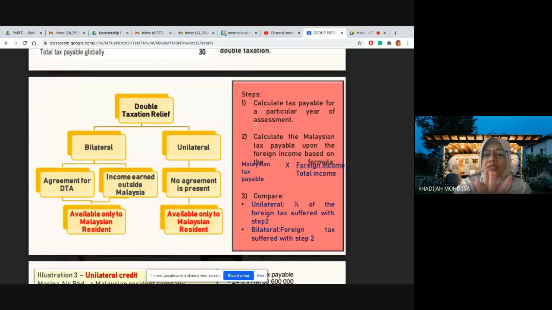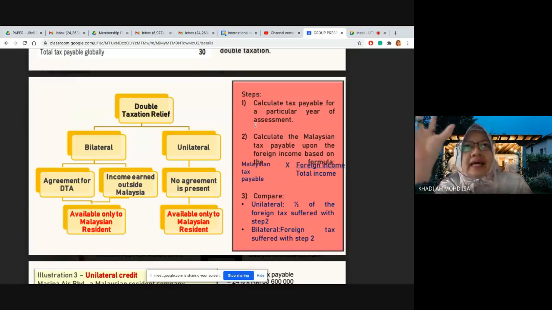So total of this, right, compute at 24%. And then you have to calculate the Malaysian tax payable. So Malaysian tax payable upon the foreign income based on the formula. Alright. So Malaysian tax payable tadi dah kira.